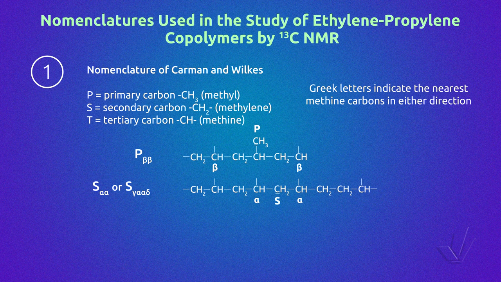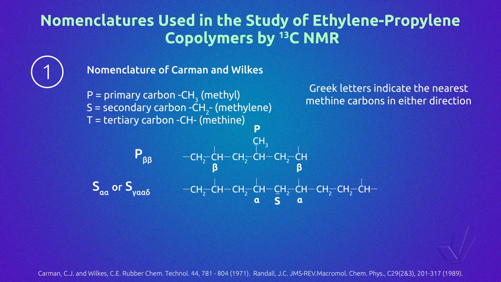We can identify this carbon better if we consider the further methine atoms. Therefore, this carbon can be named S gamma alpha alpha delta, as the further methine atoms are in position gamma on the left and delta on the right. This is useful until the delta position, which represents four chemical bonds from the carbon that we want to identify. In NMR, the chemical shift of one atom is influenced up to four chemical bonds of distance, that means up to the delta atom. In the last example, the T beta beta carbon is shown, that is the methine that is beta from both next methines.